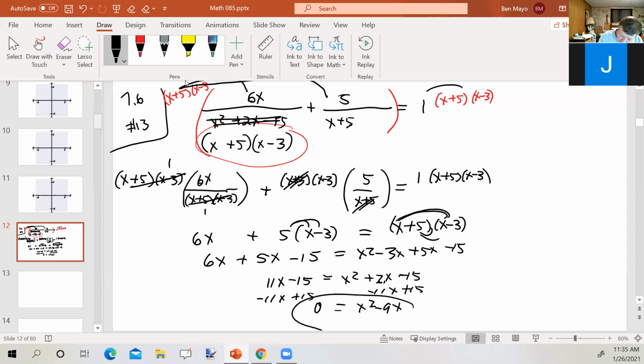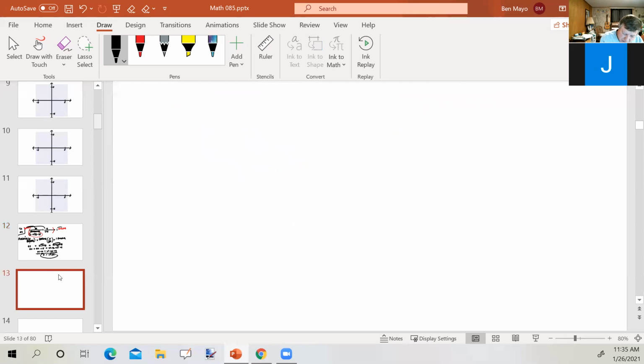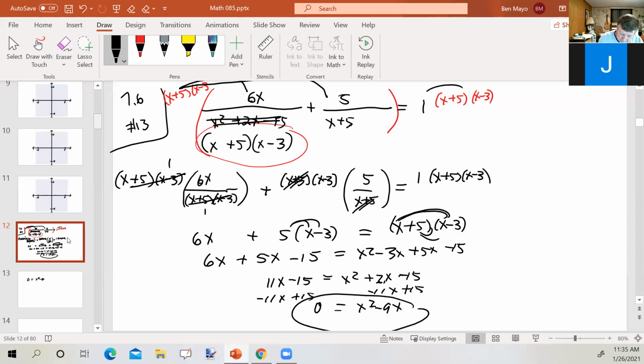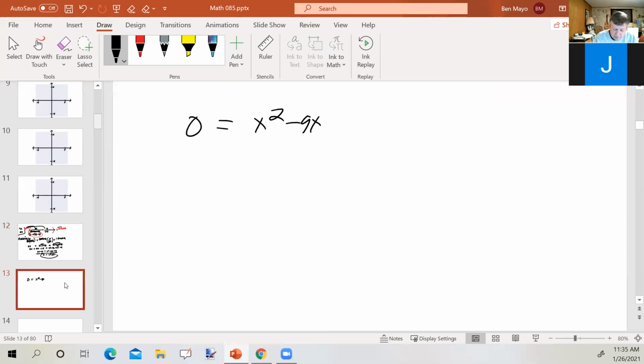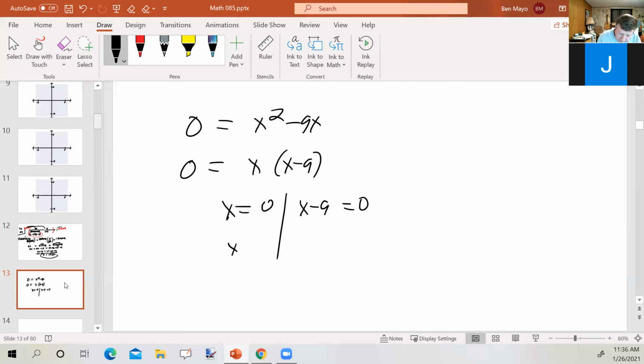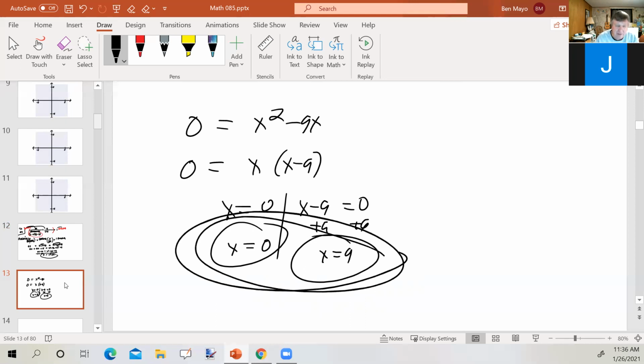I'm going to take that and write it on the next page. 0 equals x squared minus 9x. Now I'm going to factor out an x, so I get this. That means x equals 0 or x minus 9 equals 0. If x equals 0, x equals 0. If x minus 9 equals 0, then x equals 9. So we do, in fact, get two solutions, 0 and 9. Any questions on that before we go on?